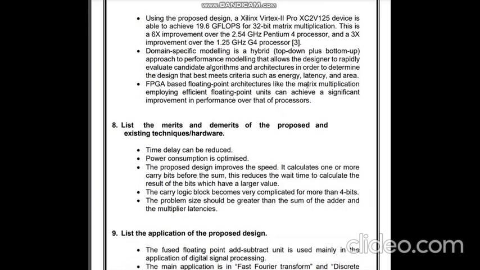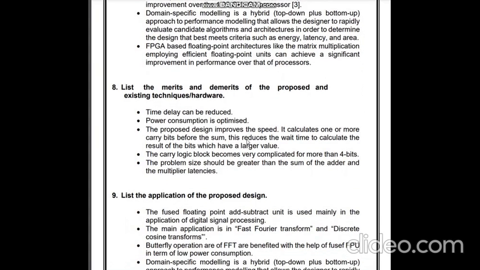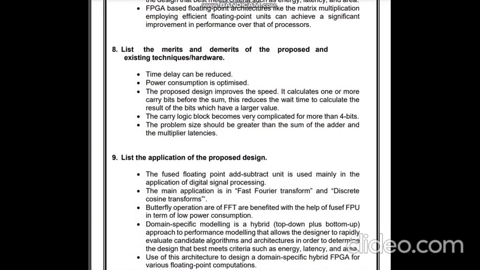So let's go to the next question. List the merits and demerits of the proposed and existing techniques or hardware. Okay, so the first point is time delay can be reduced. The second is power consumption is optimized. The next one, the proposed design improves the speed. It calculates one or more carry bits before the sum. This reduces the wait time to calculate the result of the bits which have a larger value. The carry logic block becomes very complicated for more than 4 bits. The problem size should be greater than the sum of the adder and the multiplier latencies. Okay, these are the merits and the demerits.